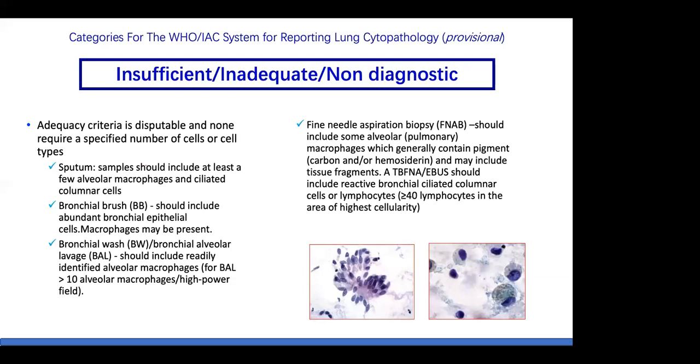Of course, if I'm looking at the lung, I need to have some macrophages. If I look at lymph nodes, for example, I need to have at least more than 40 lymphocytes in the area of highest cellularity. But as you can see, these criteria are not so rigid and could be variable. And this is one of the problems in saying, okay, this case is insufficient, inadequate, and non-diagnostic.